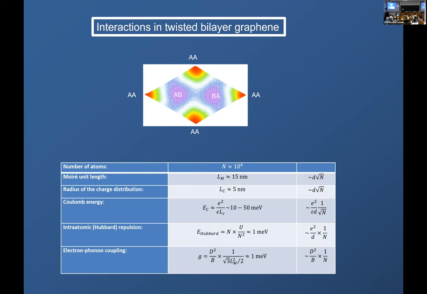That defines for you an electrostatic self energy, which scales like the square root of the number of atoms in the unit cell, like the radius or the size of the Moiré unit cell. All other interactions scale like one over the area of the unit cell. So as a first approximation, the interaction you have to look at first is the long range Coulomb interaction, rather than, for instance, intra-atomic Hubbard.